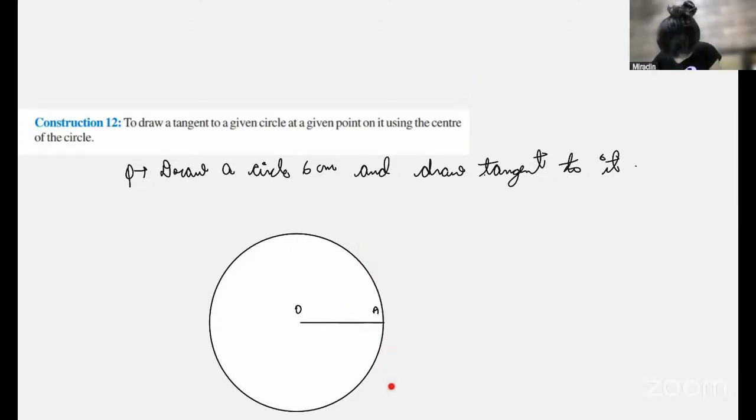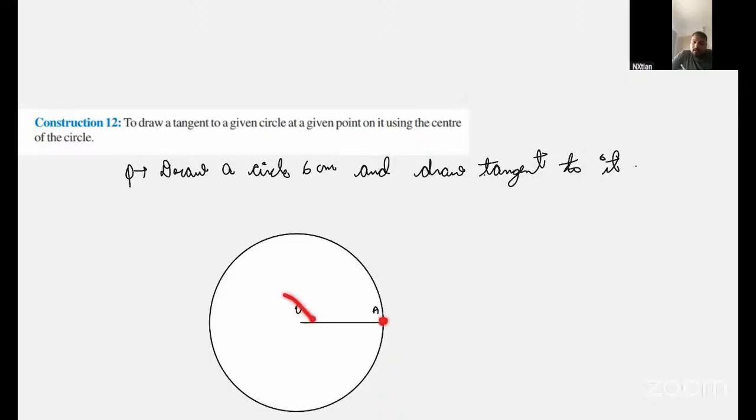Yes, sir. No, not with O. O is the center of the circle, but from A, make a semicircle and mark 60 degree, 120 degree, 90 degree, and the line will touch the point A. That will be the tangent. Got it, Miracle?